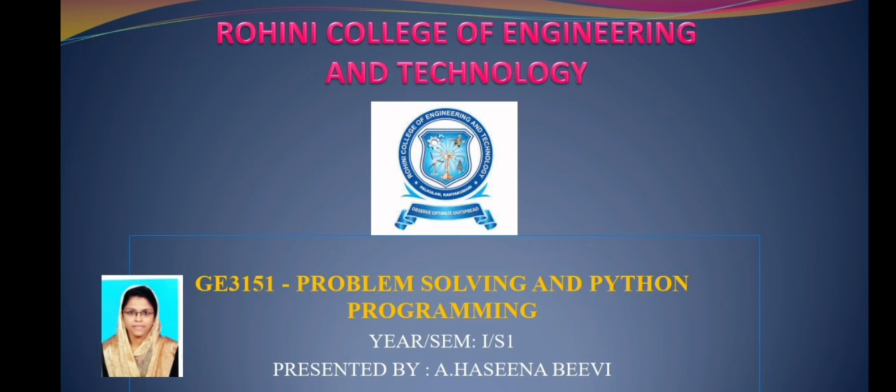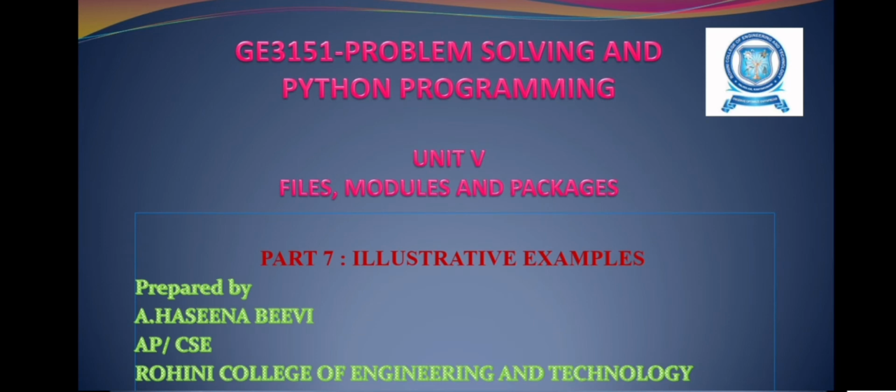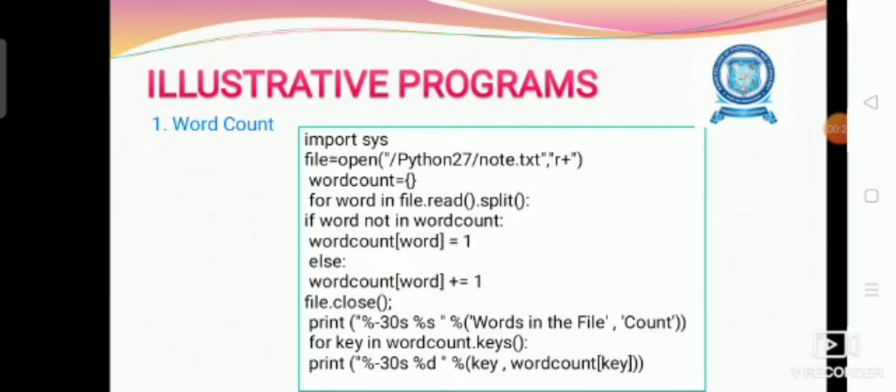I am presenting this video to explain the illustrative programs from the 5th unit of Problem Solving and Python Programming. In the 5th unit, we have only two illustrative programs. The first one is the word count program, and the second one is copying the content of a file. So let us see the first program, word count.